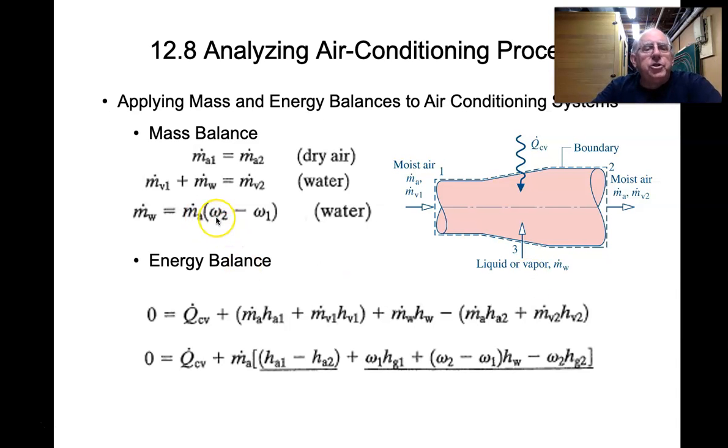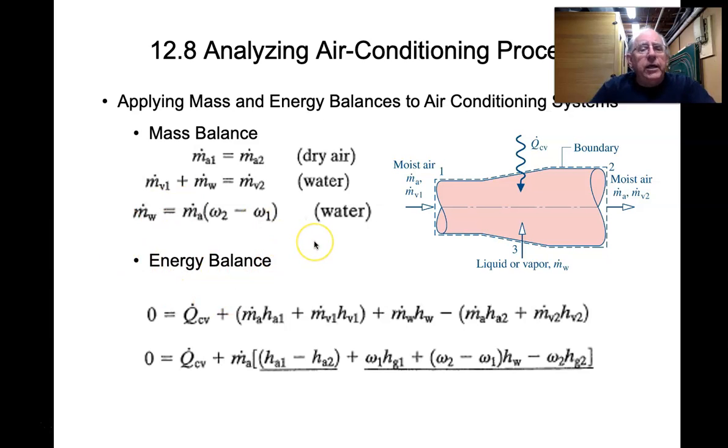If the humidity ratio goes up, higher than omega 1, then it's a positive water addition. If we have the case where the original omega is greater than the final omega, we're actually doing a dehumidification and we're taking water out of the system. So that's our mass balance associated with the air and the water.